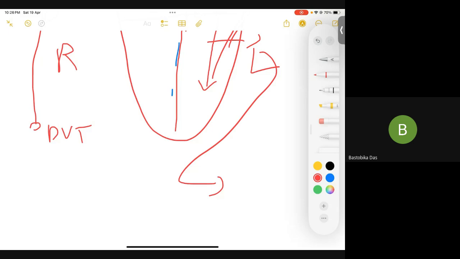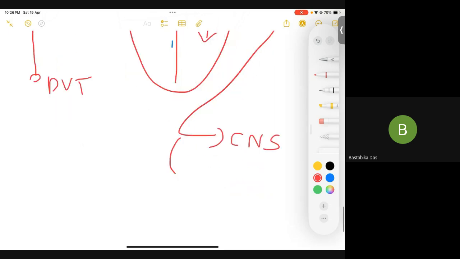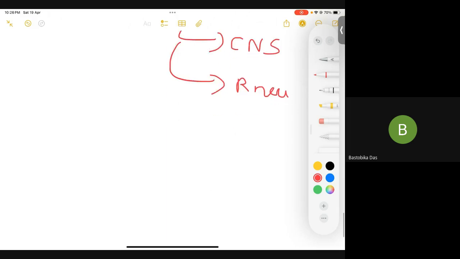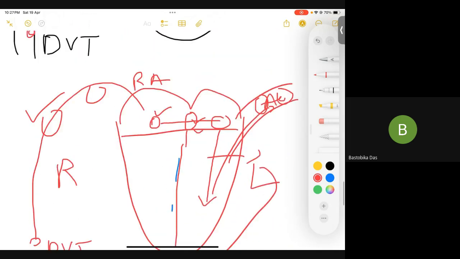It can enter your CNS and cause stroke. This embolus can lodge in your renal arteries and cause renal necrosis. It can go into your celiac trunk or your superior mesenteric artery and give you bowel ischemia, right? So what is this emboli called?